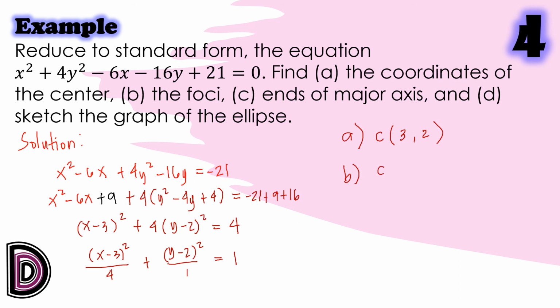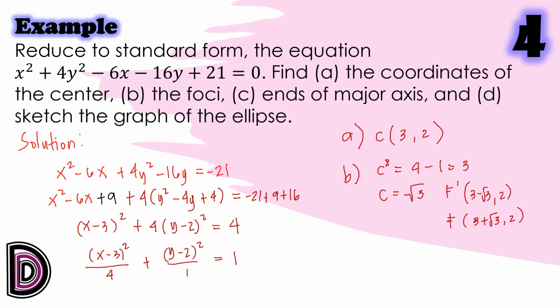And since c squared is equal to a squared minus b squared, then we have c squared is equal to 4 minus 1, that is equal to 3. Hence, c is equal to the square root of 3. Since the major axis is parallel to the x-axis, the foci will be at coordinates 3 minus the square root of 3, 2, and 3 plus square root of 3, 2.